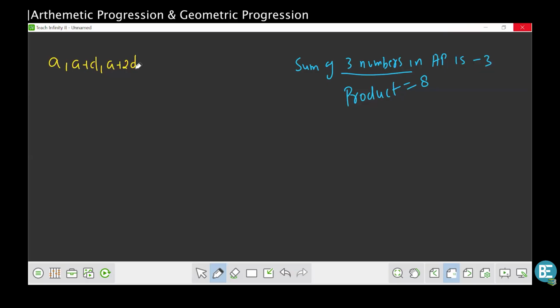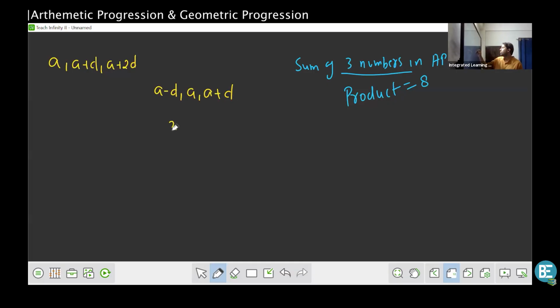Okay, if you don't know, I will tell. If you take it symmetrically, this will ease your calculation. I'm not saying the first one is wrong. First one is also correct, but this will be easier. Why? Because when you take the sum of these three, d and minus d will be cancelled, and you will have 3a is equal to minus 3 and a is equal to minus 1. So we'll get the answer quickly.